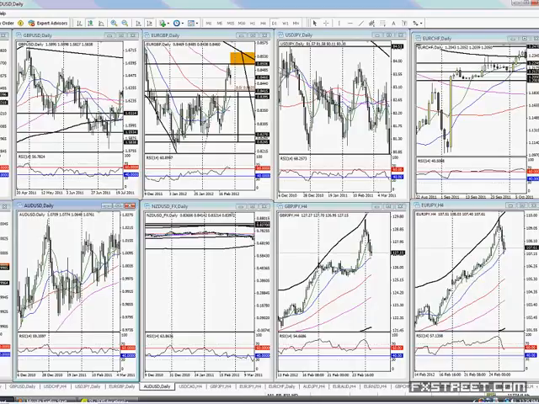Kiwi Loonie. Well, okay, I don't usually look at the Kiwi Loonie. I usually look at the majors, but let's see. You know what? Before I address the Kiwi Loonie, let me just address gold.